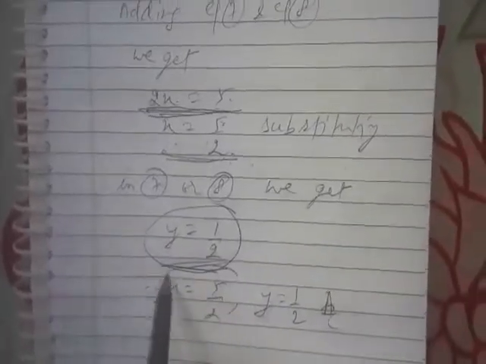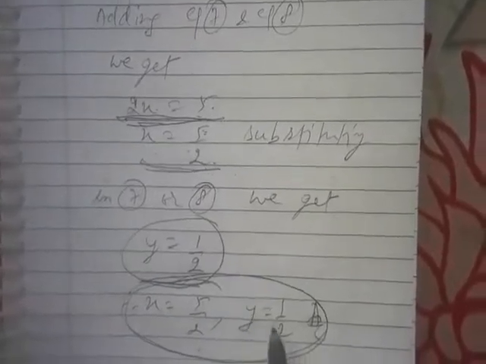Now, to find out the value of another unknown term, we will substitute x is equals to 5 by 2 in either of the equation, either in equation 7 or equation 8. We will get the value of another variable, that is y, which is equals to 1 by 2. Thus, we are having the solution of the given system of linear equation, that is x is equals to 5 by 2 and y is equals to 1 by 2.